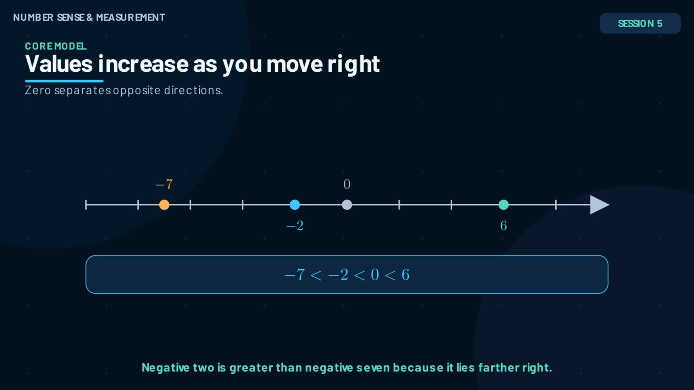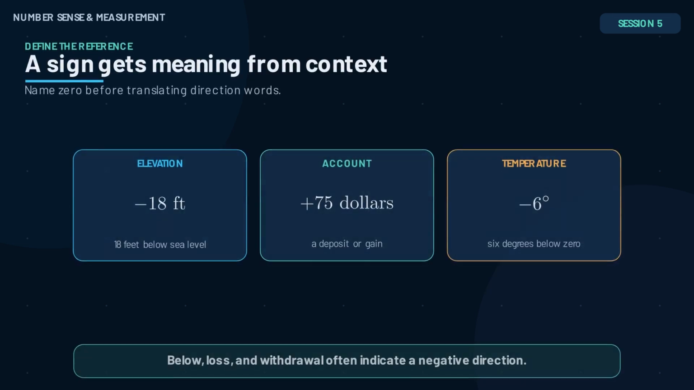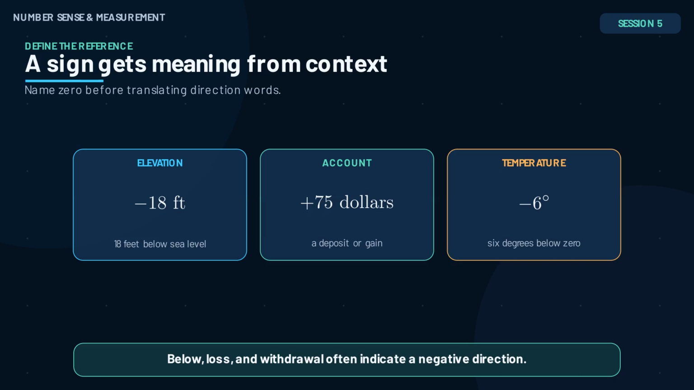On a number line, values increase from left to right. -7 is left of -2, so -7 is less. -2 is closer to 0 and therefore greater. The size of the unsigned digits does not decide order among negatives. Position does. A sign is meaningful only after 0 is defined.